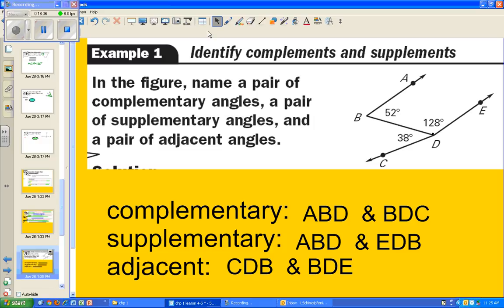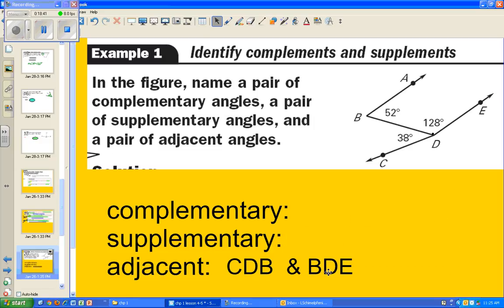Okay. Oops. I forgot to cover up those answers. Okay, so name a pair of complementary, supplementary, and adjacent angles, please. And when you do this, you're going to write down a 3-letter combination for each one.